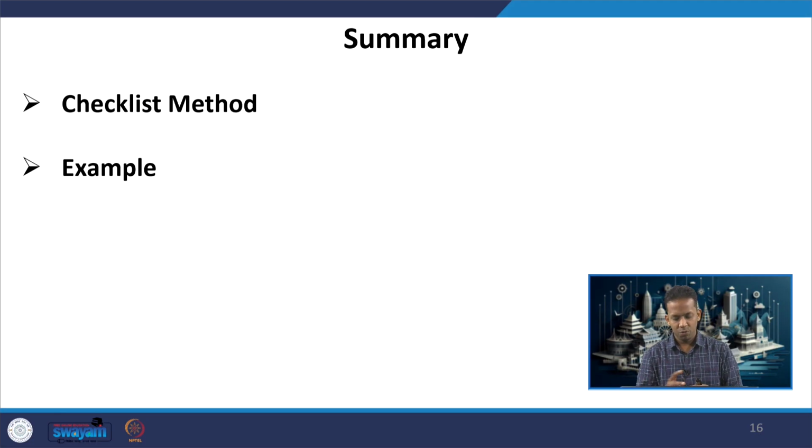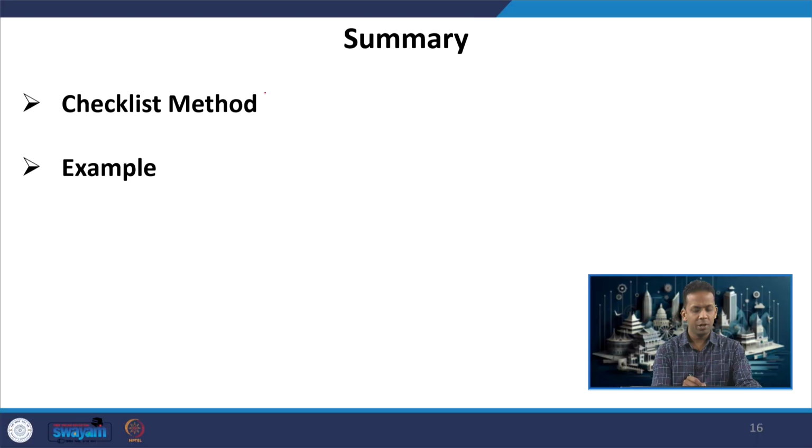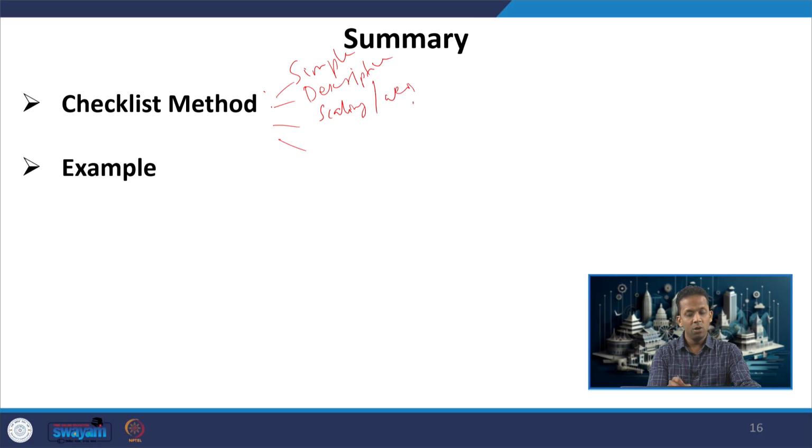So, that brings us towards the end of the lecture. To summarize, we started with the checklist method, what it is, and different types of checklist methods. Simple, what was the other one? Descriptive, then scaling or weighing based, and the last one was questionnaire based.